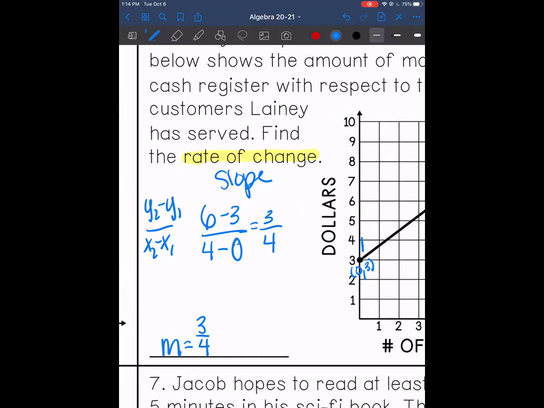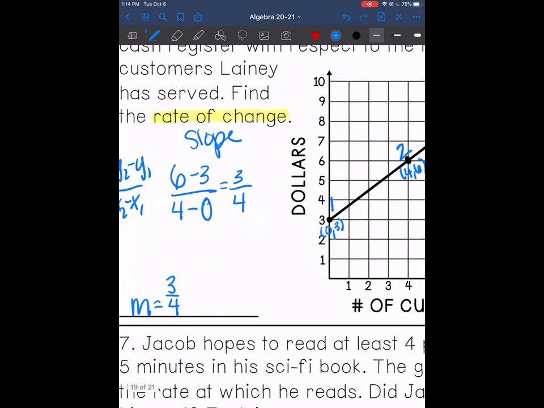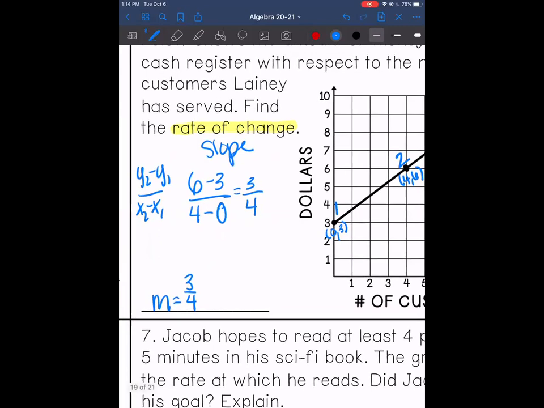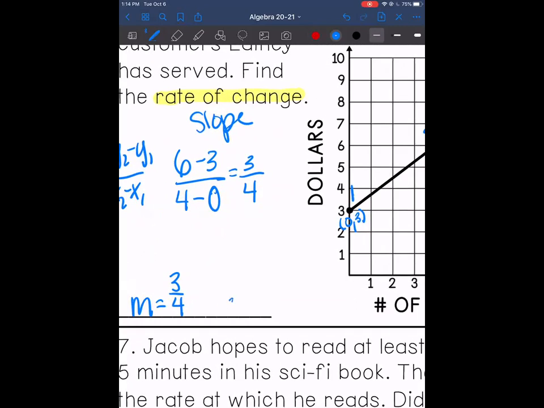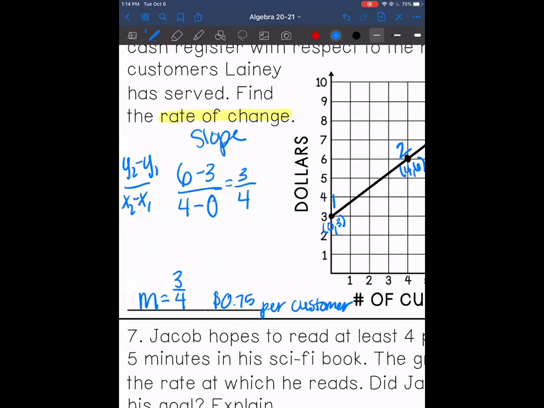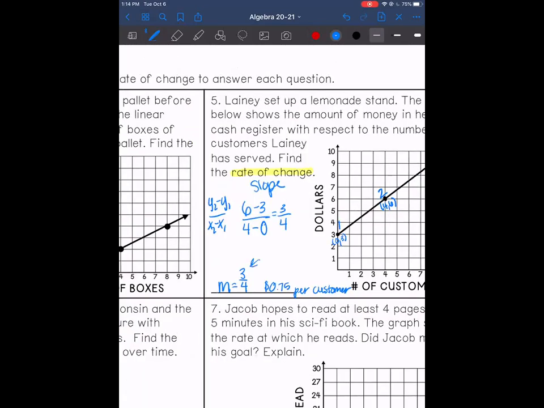But the rate of change, since it's a real world problem, we know what that 3/4 represents. That means that it's going up. Her amount of money, if we did a slope in money, would be $0.75 or 3/4 per customer. But as far as slope, we like to leave it in fraction form. What the slope represents is that for every customer she gets 75 cents more. So she's probably selling her lemonades for 75 cents.